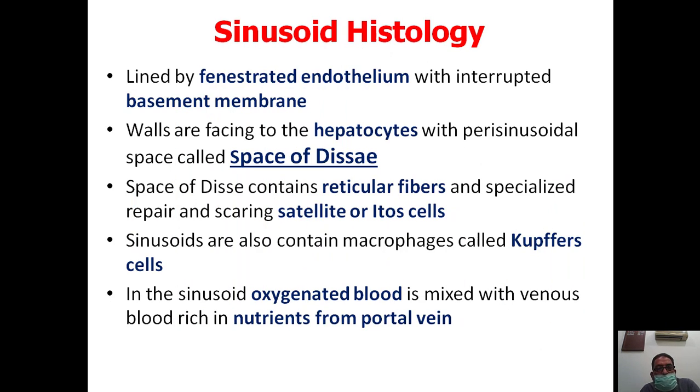What is the sinusoidal histology? Lined by fenestrated endothelium with interrupted basal membrane. Clear? What is the histology of the sinusoid? Fenestrated endothelium with interrupted basal membrane. The hepatocytes line the sinusoid, but the space in between is called the space of Disse, between the endothelial lining and the hepatocyte, as you have seen in the previous slide. The space of Disse contains reticular fiber and specialized repair cells, the satellite cells or Ito cells. Sinusoid also contains macrophages called Kupffer cells. In the sinusoid, oxygenated blood is mixed with the venous blood rich in nutrients from the portal vein. To understand this, reticular cells, Ito cells and Kupffer cells are the contents of the space of Disse. Mixed blood from the hepatic artery and the portal vein is present within the sinusoid.